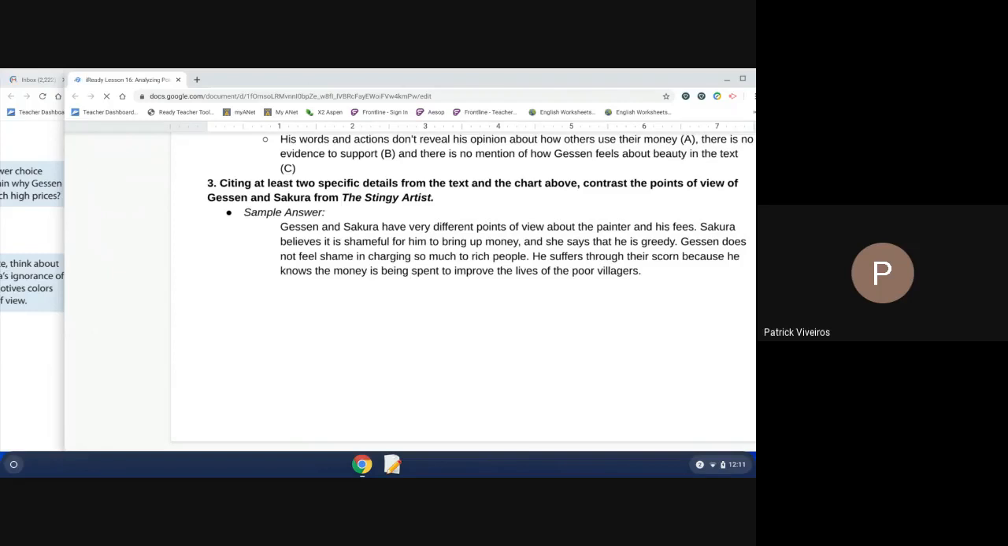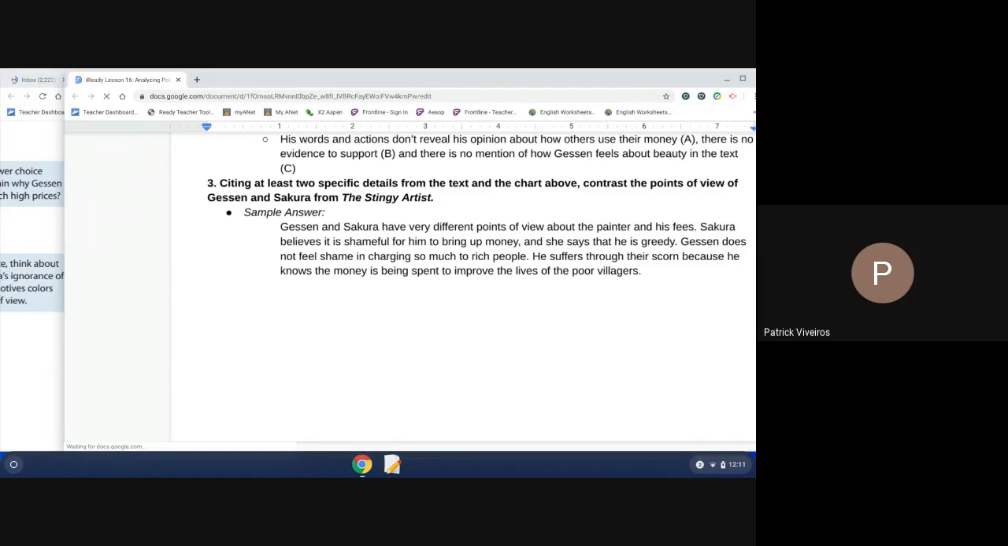Lastly, Gessen thinks that money is more important than beauty. Again, this is also false. There's no interpretation or mentioning or evidence that would support that particular idea. The correct answer, again, is D, that Gessen feels money should be used to help others and not wasted.